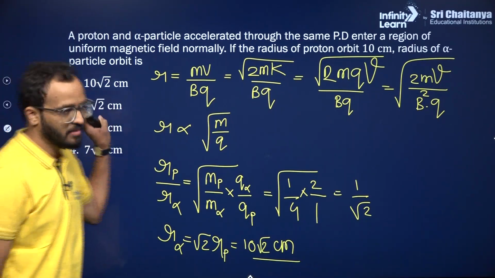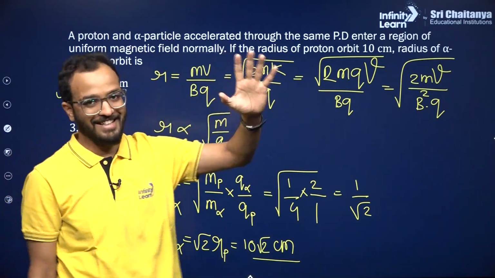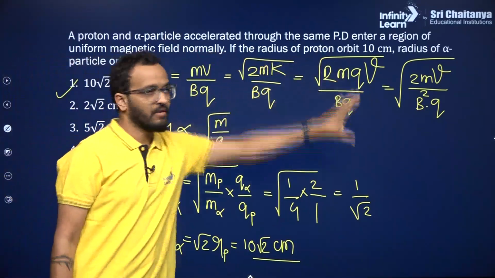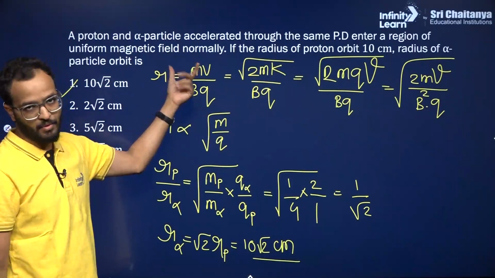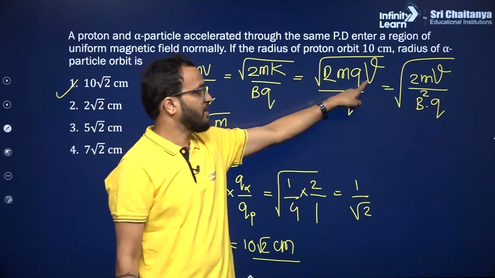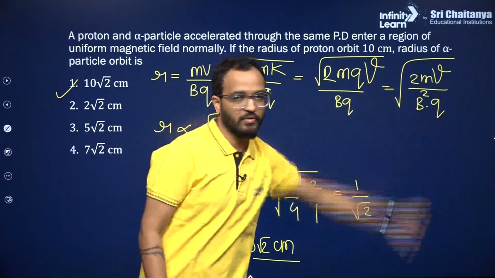Simple question, simple solution. You just need to remember the formula at the right time. These are all 3 variations. First, if momentum is same, use this. If kinetic energy is same, use this. If potential difference is same, use this formula, right? In fact, not this, use the last one.